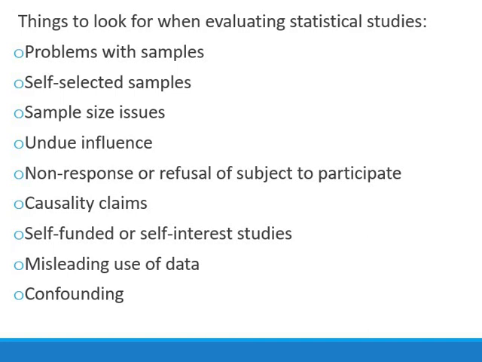Things to look for when evaluating statistical studies. So if you're reading some report that somebody found some sort of research result, you should look and see, do they have problems with their samples? Are they self-selected samples? Okay. Are there sample size issues? Are they too small? Is there undue influence? Is a drug-making company telling you something about how wonderful their drug is? Non-response or refusal of subjects to participate. That's something that sometimes can't be avoided. You can't force people to participate in your study sometimes. So if you get people that don't participate when they were chosen, it messes up the randomness of your sample.